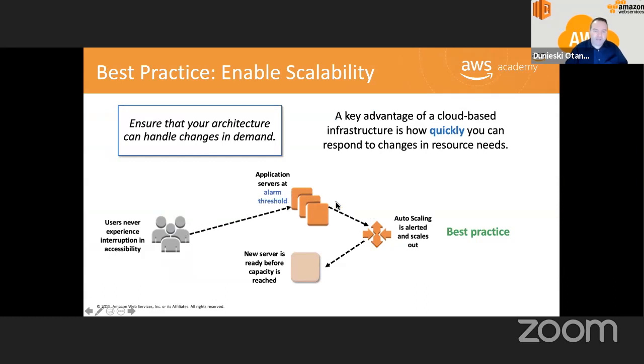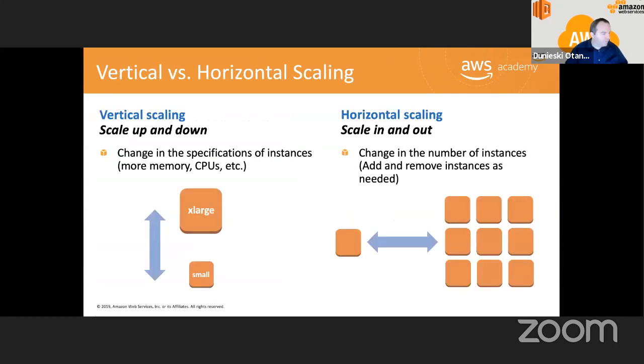Having autoscaling is not mandatory, but it's very convenient, right? And it's highly recommended in case you want to be up and running when this happens. All right, so we have what we know in AWS as vertical and horizontal scaling, okay? This is the heading of this slide, vertical versus horizontal scaling.